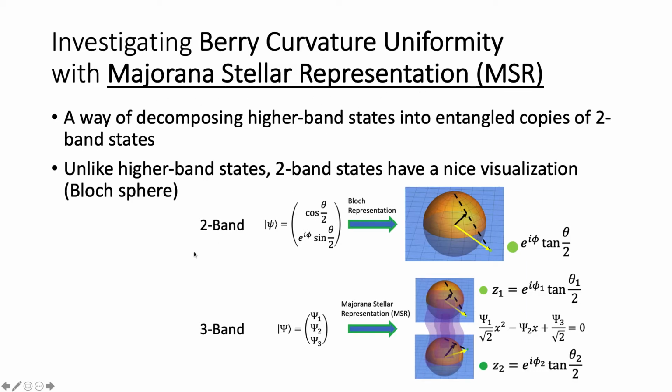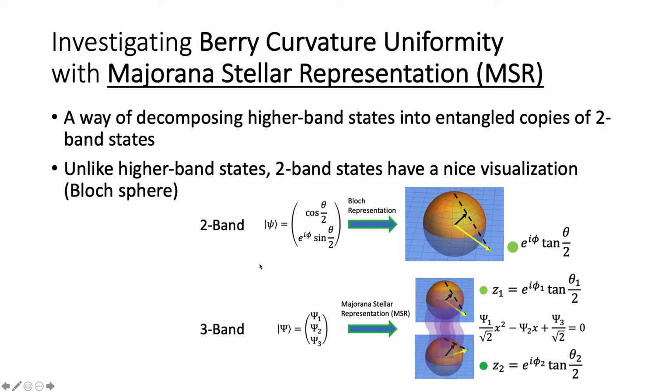So one example is for the two-band model, how I can decompose. For the two-band model, there's a very nice representation of two-band quantum states on the Bloch sphere. However, for three-band models, there's no such nice representation, and one has to employ the Majorana stellar representation to break this three-band model down into two copies of two-band models.